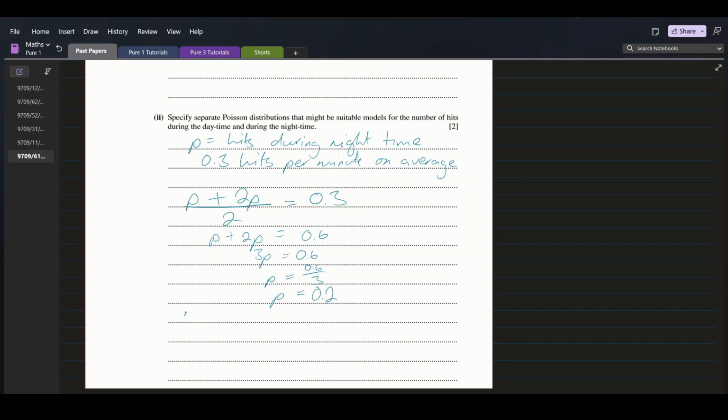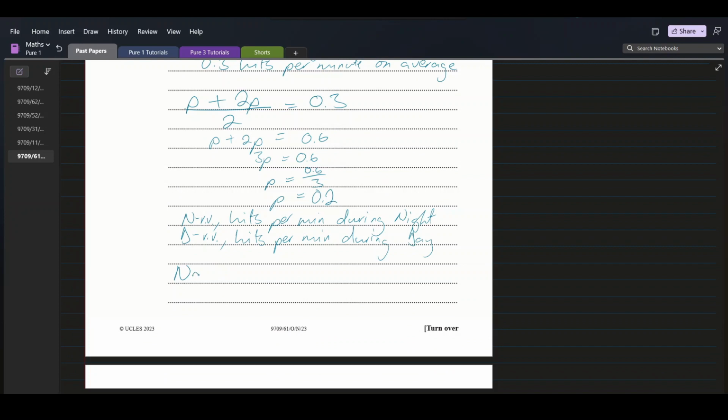So if we let N be the RV, hits per minute during night time, and let D be the RV, hits per minute during daytime, we can therefore conclude that N follows a Poisson distribution with lambda 0.2, and D follows a Poisson distribution with lambda 2 times 0.2, which is 0.4.